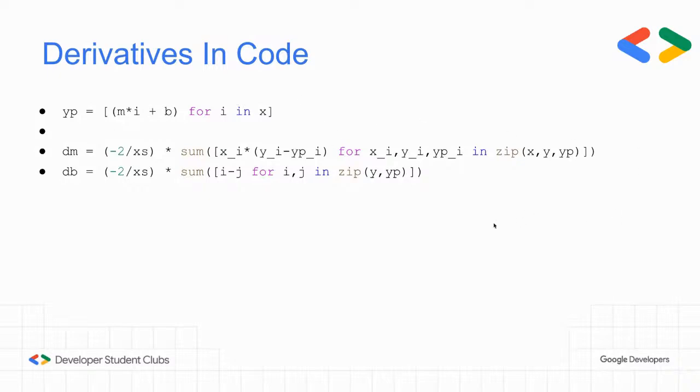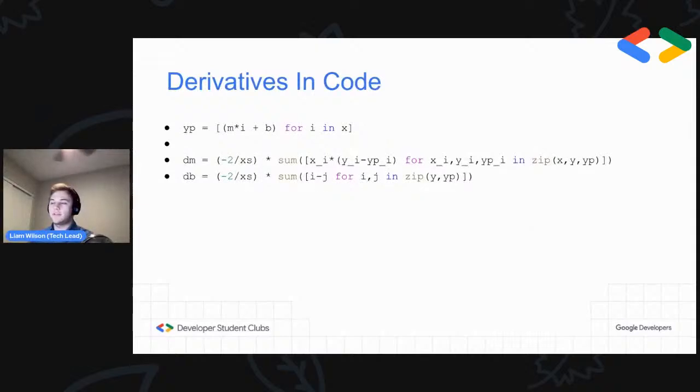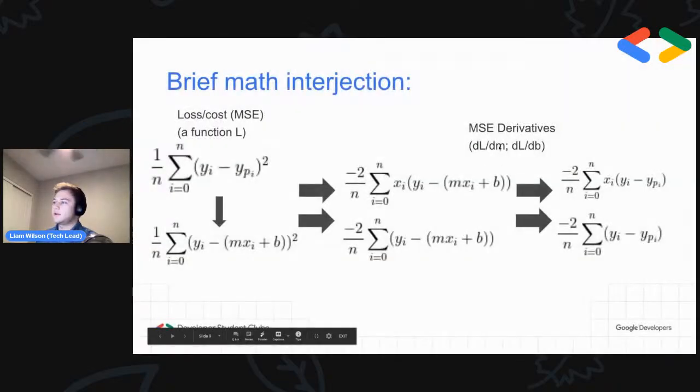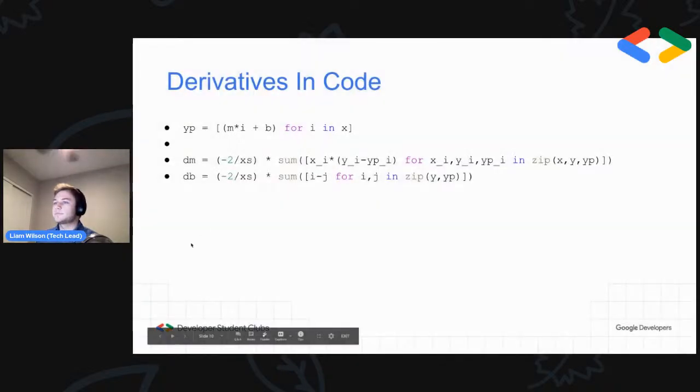I point out these things just because it's hard to take that math and turn it into code on the fly. So I've written these out here before we actually do the implementation, just because, again, it's kind of scary and it's a big list comprehension. But essentially, these dm and db values are just the exact same ones that we have here. So this is our dm and our db. So just derivative with respect to slope, derivative with respect to y-intercept, and those derivatives are of our loss function, which is just mean squared error. And this yp is just our y prediction.